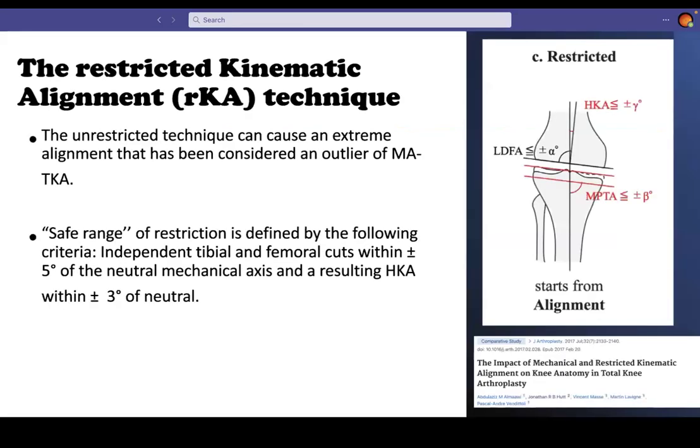Now, what is the restricted kinematic alignment technique? The patient-specific technique, or the kinematic alignment, is said to be an unrestricted technique, where we are not restoring the alignment of the limb at all. And the unrestricted technique can cause an extreme alignment that is considered an outlier of the mechanical alignment TKA. So in restricted kinematic alignment, we keep the alignment in a safe range. The safe range of restriction is defined by the following criteria: independent tibial and femoral cuts within plus or minus 5 degrees and the neutral mechanical axis resulting in HKA within 3 degrees of the neutral.